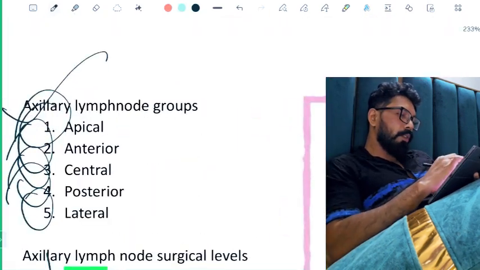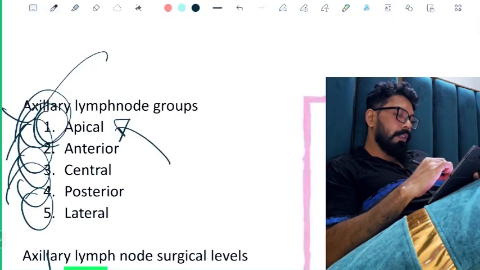You know, the first group will go to apical. First metastasis will go to apical.